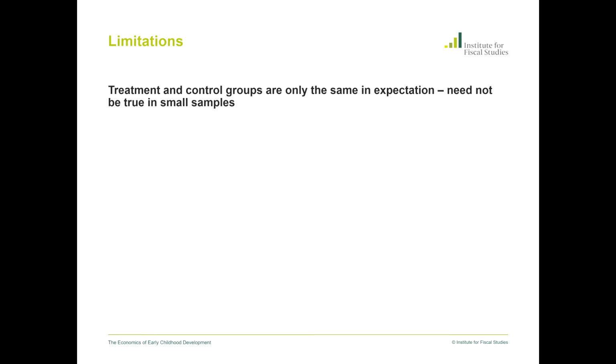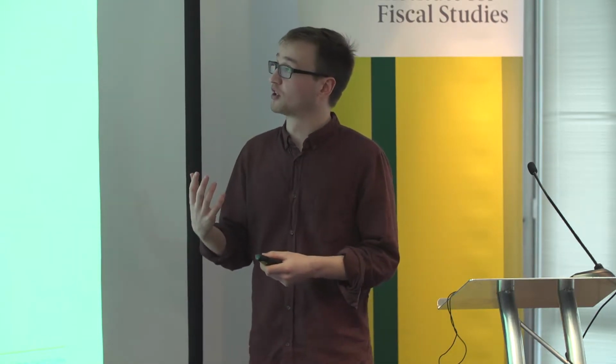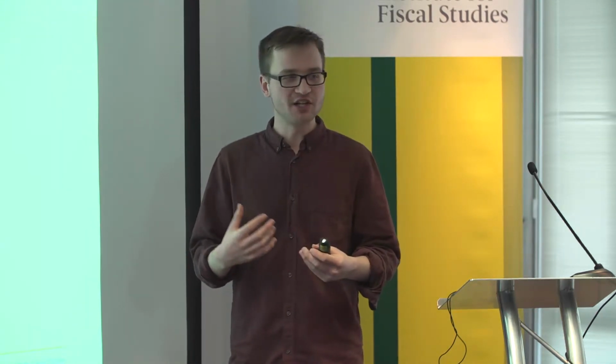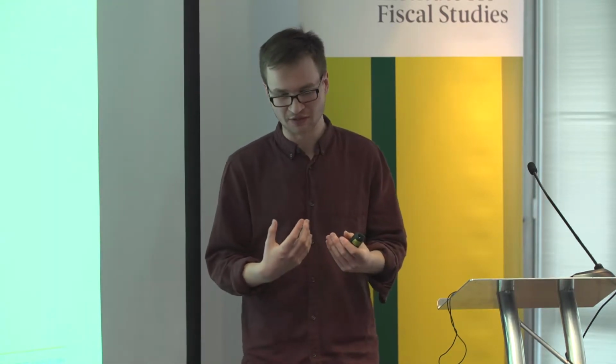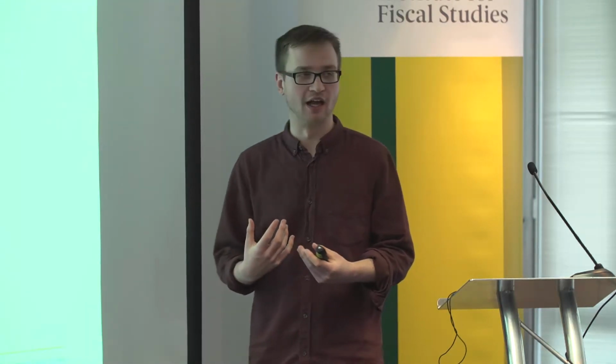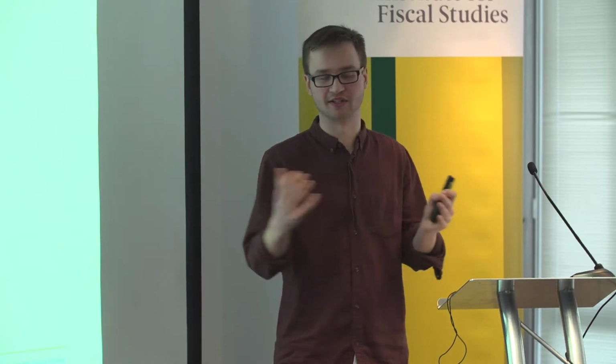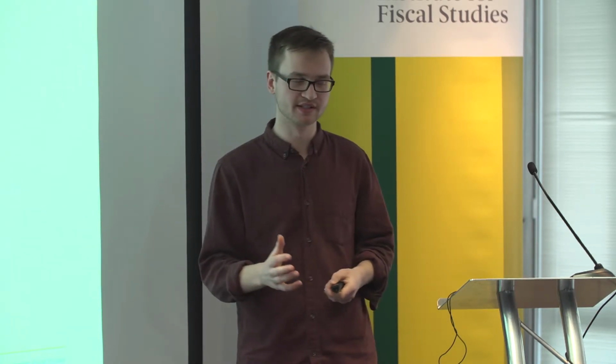The first is that while treatment and control groups should be the same in expectation, it means that sometimes if you have small enough samples, they're simply not balanced in reality. This is a problem particularly with small samples. The bigger the sample is, the less of a problem this is.